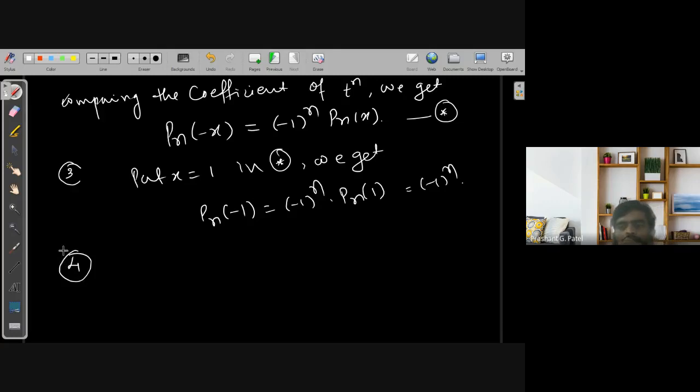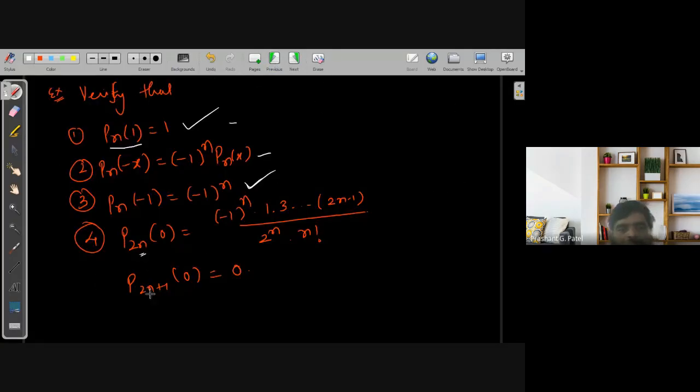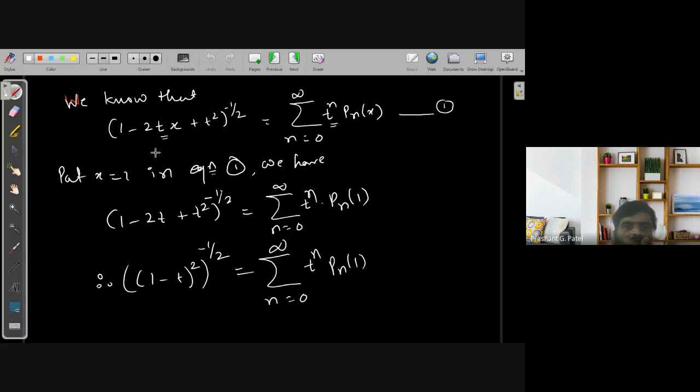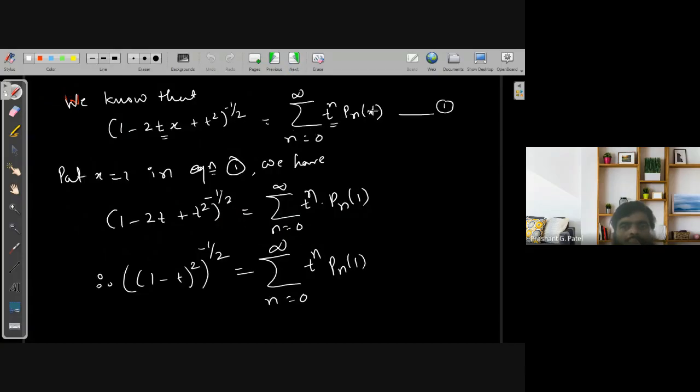Now to prove the fourth one. In the fourth one, what we have to do, we have to calculate what are the even terms and odd terms. And in this recurrence formula, I just substitute x is equal to 0 here, because that value I have asked to calculate, P2n at 0. So I substitute here x is equal to 0. Let's see what will happen.